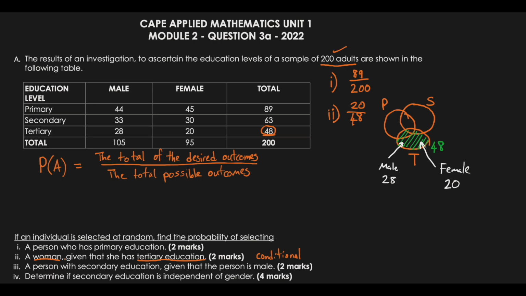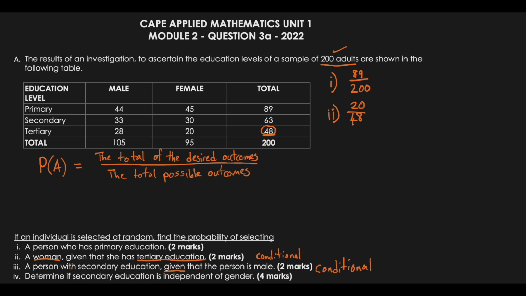Alright, so in our next scenario, it says a person with secondary education given. This word is always a segue into the fact that we have a conditional probability. So this again is conditional. So a person with secondary education. So this time the group that we are looking at would be who? So with this one now, we are trying to see which one. A person with secondary education. So we're looking for a person with secondary education given that the person is male. So we are focusing now on which group. They told us a condition. We're looking for a person given that the person is a male, right?